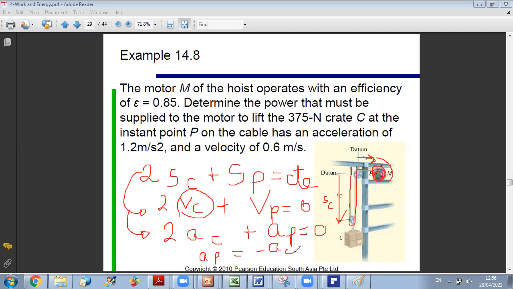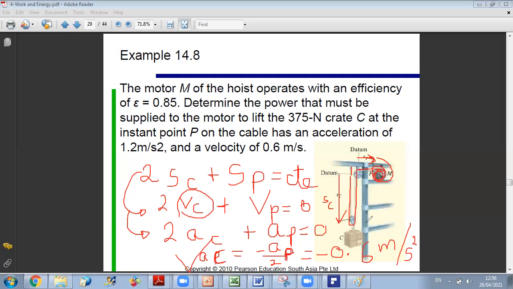And AC is given to be 1.2 meters per second squared. So AP will be minus 0.6 meters per second squared. Doctor, you mean the opposite, that AC is AP over 2. Yes, exactly. So AC is AP over 2. Okay, so now we got the value of AC.